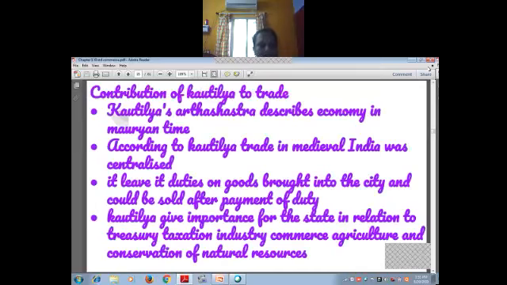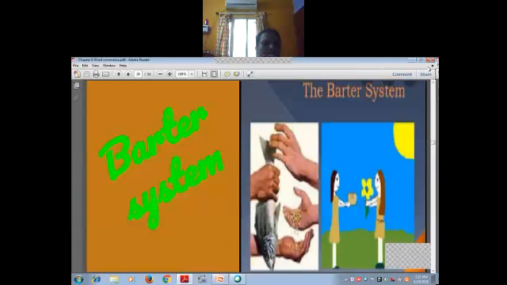Contribution of Kautilya to trade. Kautilya's Arthashastra describes the economy in Mauryan times. According to Kautilya, trade in medieval India was centralized. It levied duties on goods brought into the city, and they could be sold after payment of duties. Kautilya gave importance to the state in relation to treasury, taxation, industry, commerce, agriculture, and conservation of natural resources.